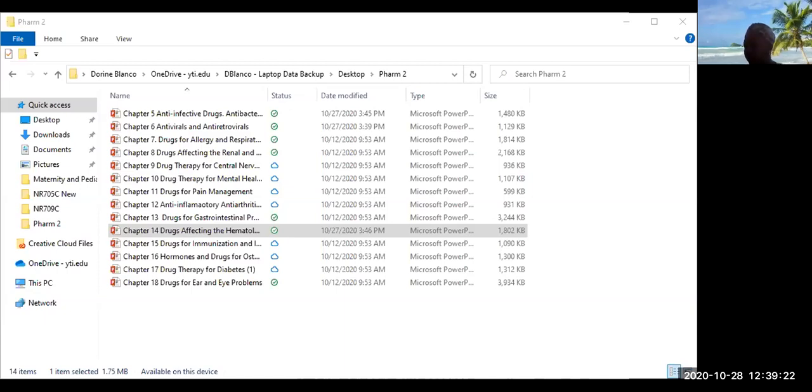So, let me just go back. You have your 4 classes of the anticoagulants, which is your platelet inhibitors, your direct thrombin inhibitors, your indirect thrombin inhibitors, and your vitamin K antagonists. Okay, those are your 4 classes of your anticoagulant drugs.